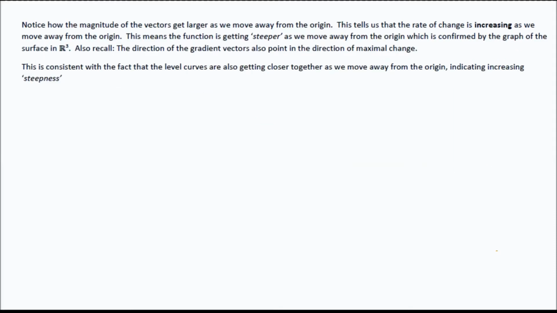So like I said, the magnitudes of the vectors get larger as we move away. That tells me the rate of change is increasing as we move from the origin, meaning the function is getting steeper as we move away from the origin. And of course, that's confirmed by the graph, right? And of course, the level curves also confirm that same idea.